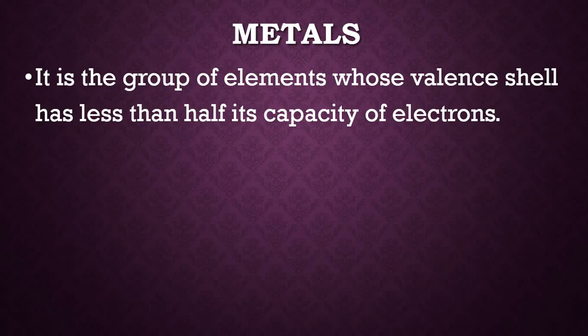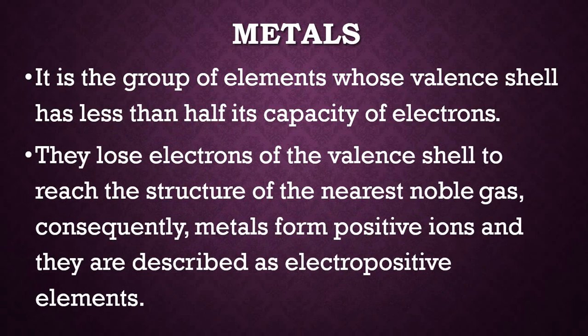The metals are the group of elements whose valence shell has less than half its capacity of electrons, which means that their outermost energy level has less than 4 electrons, as the capacity of the outermost energy level is 8 electrons. So having less than half the capacity of the outermost energy level means less than 4 electrons in the outer shell.